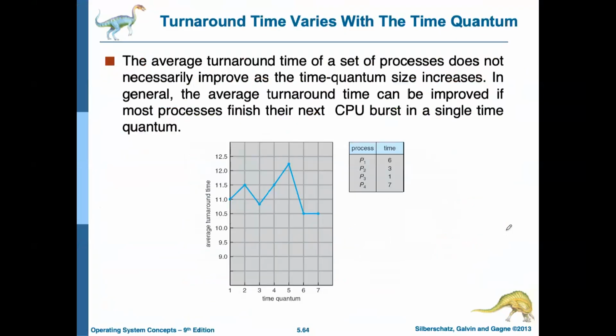So turnaround time varies with the time quantum. The average turnaround time of a set of processes does not necessarily improve as the time quantum size increases. In general, the average turnaround time can be improved if most processes finish their next CPU burst in a single time quantum. This is the final conclusion, but in a real situation it will not happen, right?